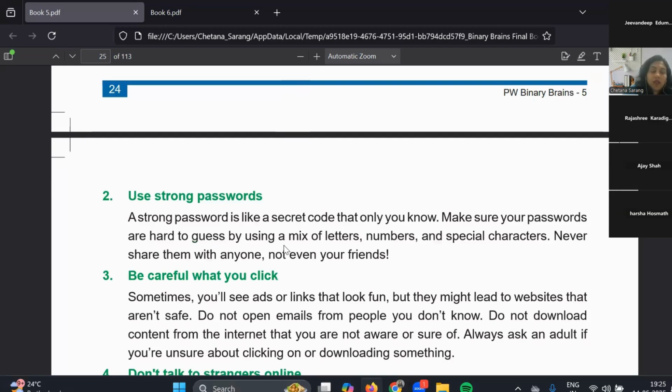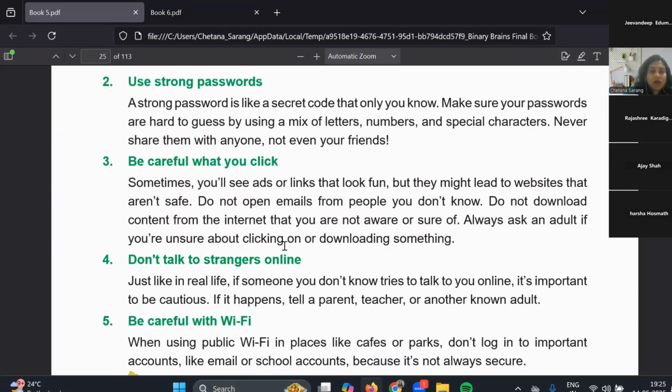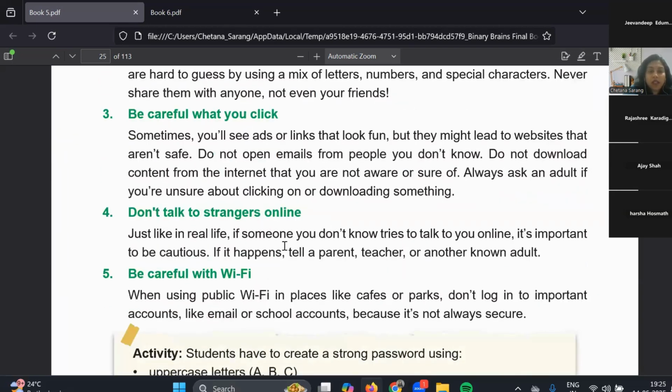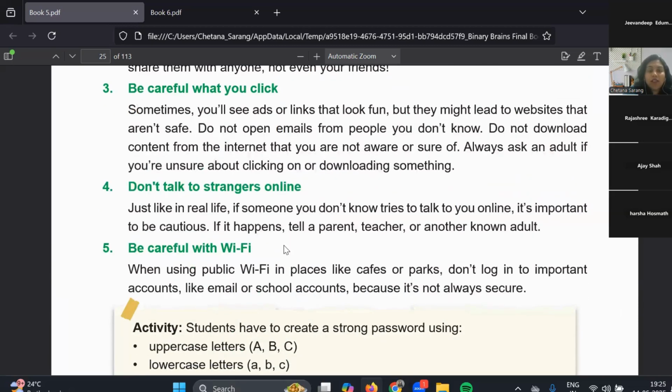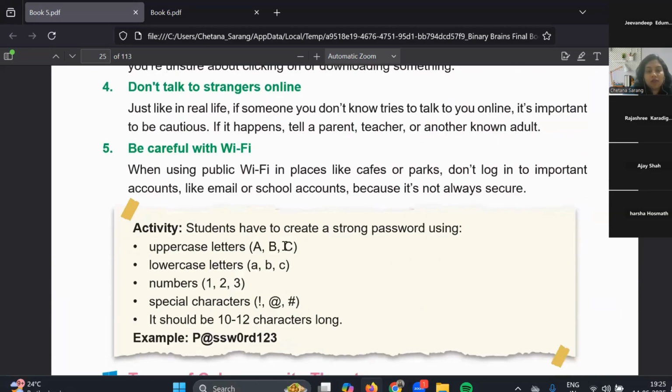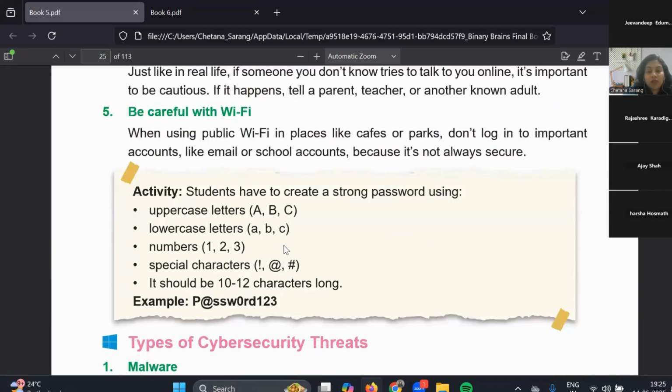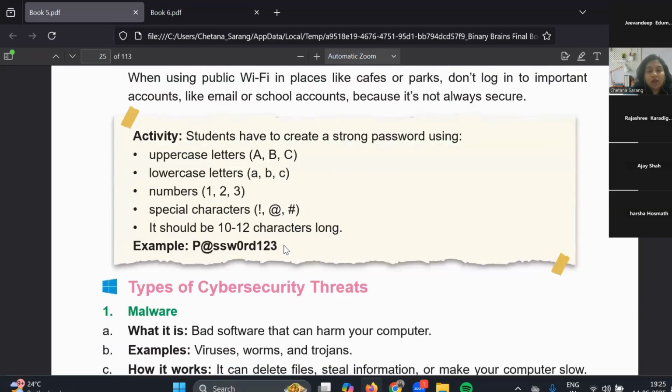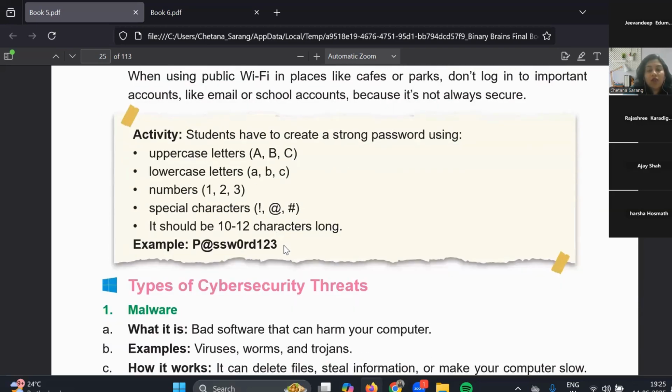So all these are the common things: using strong passwords, being careful with what they click. Give your own examples and real life examples when you teach those students, and how to create a strong password. Let us not assume that they already know. Let us not keep any gaps. Teach them.